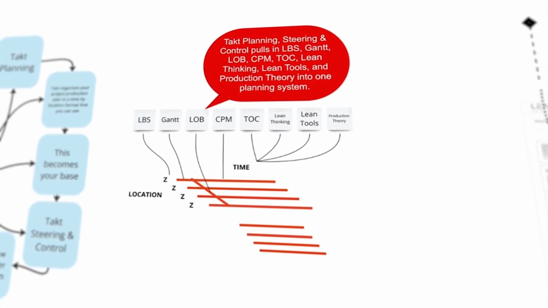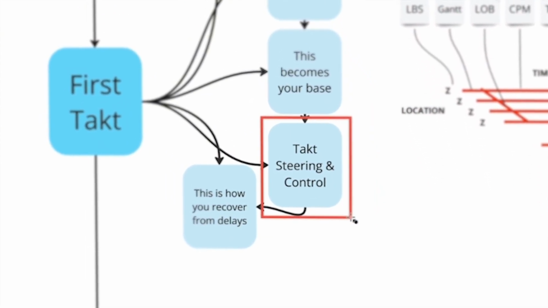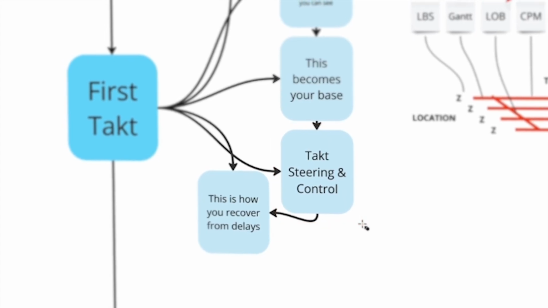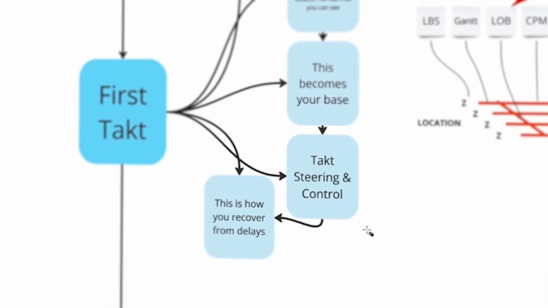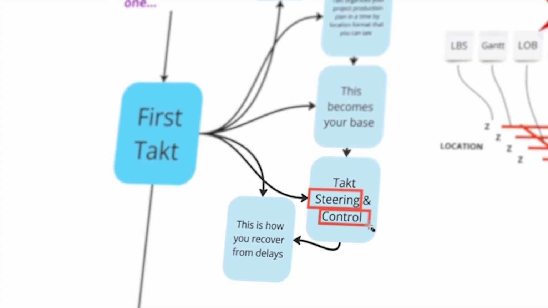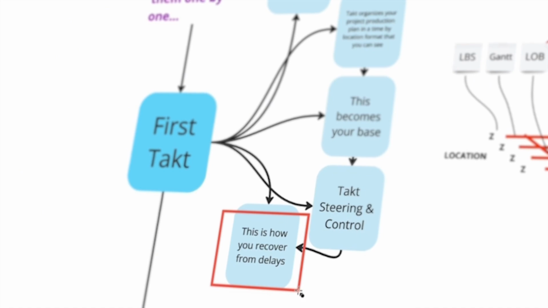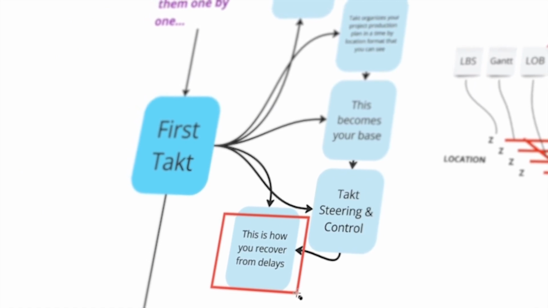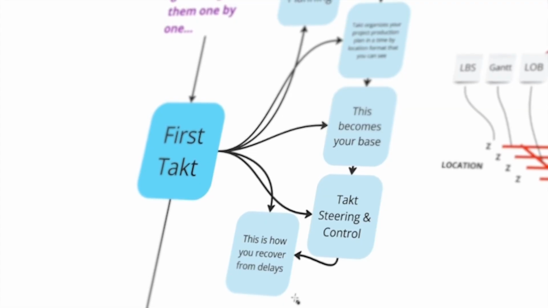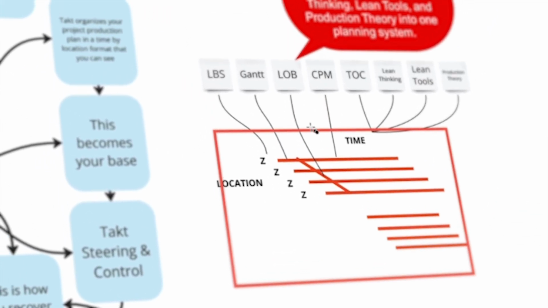It's a 4D production plan, and because it shows movement, it allows us to see the train of trades flowing across the train tracks, or the train of trades flowing across your zones, and we're able to steer that train and control that train because, again, we can see motion. And because we can see motion and how the overall train is interacting with the site, we can recover from delays.